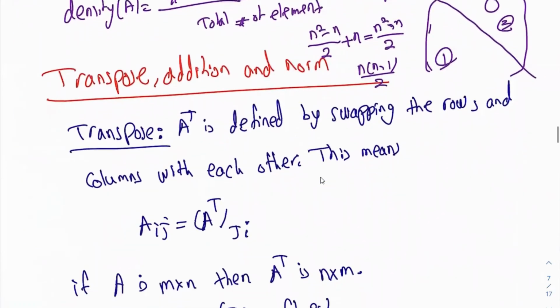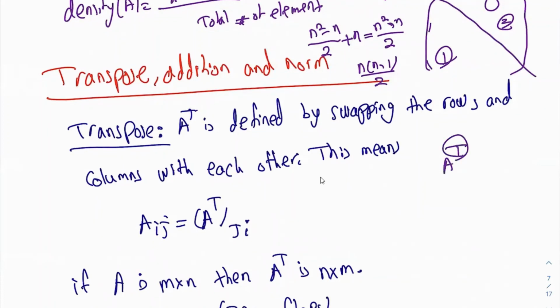Good. Now let's talk about some operations on matrices: transpose, addition, and norm. The transpose of a matrix is denoted A transpose, with a capital T as the power, A to the power of T. It is defined by swapping the rows and columns of the matrix, which means that if A is an m by n matrix, A transpose will be n by m. In A, we have m rows and n columns. In A transpose, we have n rows and m columns.